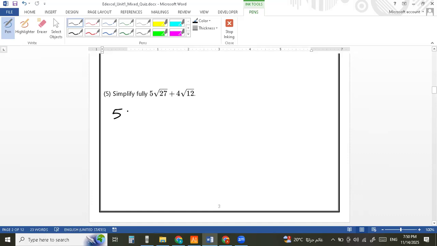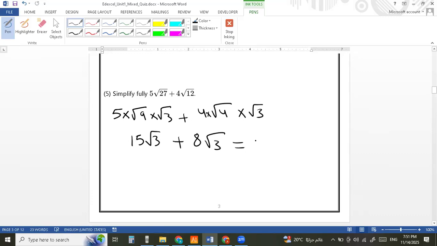It is 5 multiplied by root of 9 multiplied by root of 3, plus 4 multiplied by, you're going to find, root of 4 multiplied by root of 3. So root of 27 is root of 9 times root of 3. Root of 12 is root of 4 times root of 3. So here you're going to find that it's 5 times 3, which is 15 root of 3, plus 4 times 2, which is 8 root of 3, equals 23 root of 3.